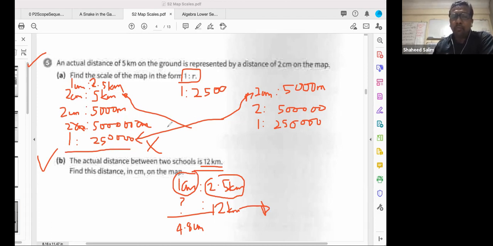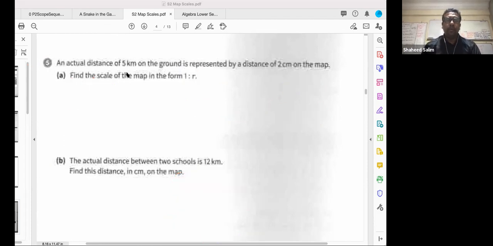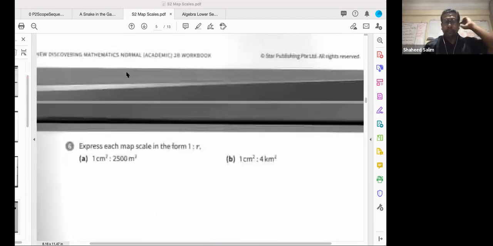They give you 2 cm, we make it 1 cm. Then after that, just divide by this number to get down here. If they give you a number, let's say 5 cm here, you want to find down here, you times by 2.5. Okay, yeah. We try until you are okay.